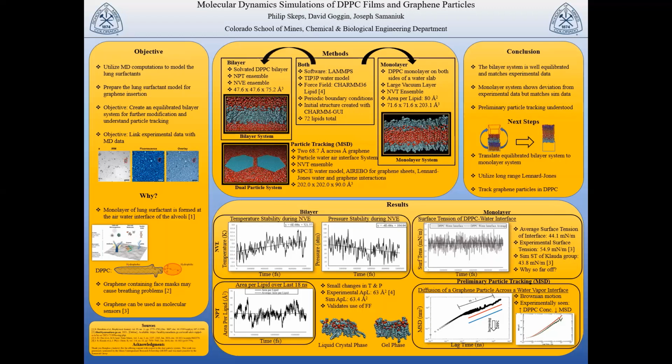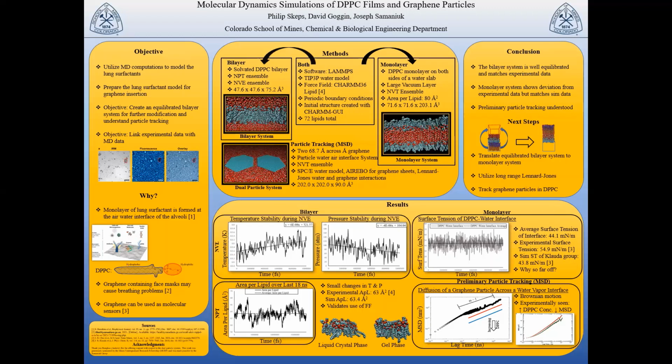During the NPT ensemble of the bilayer system, the average area of the last 18 nanoseconds was 63.4 angstrom squared, which matches the experimental area per lipid at 323 Kelvin, which is 63 angstrom squared. This correlates to a 0.6% error, which was very acceptable. As shown below by the variance in tail order in the DPPC, the molecules are in the liquid crystal phase, further validating the lipid force field for bilayers.